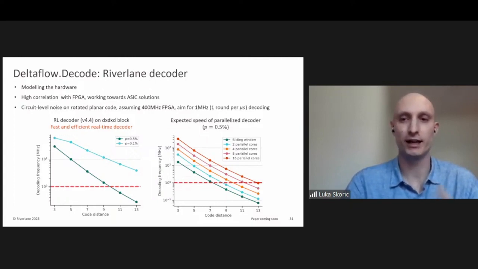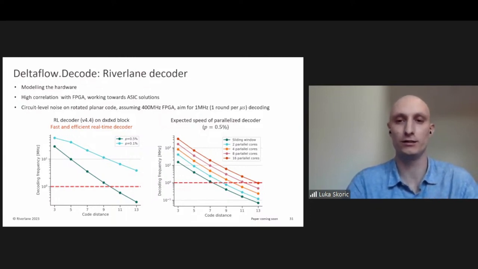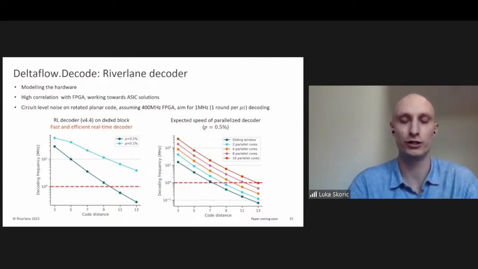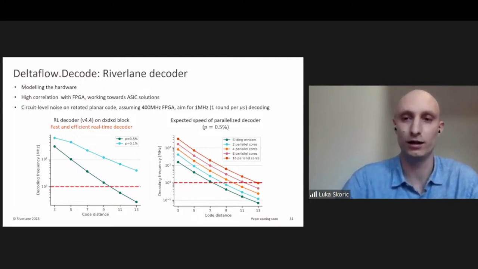And we have an infrastructure that allows us to test any theoretical decoders in simulation, but also deploy them in hardware. So here I'm showing modeling data of our most recent decoder. We have a high confidence in our modeling tools because they have good correlations with FPGA decoders. And we have also recently taped out our first ASIC. So we envision that the Riverlane hardware is going to become an integral part of the future of fault-tolerant computers. We have a paper on this that should be coming to arXiv within the next month or so.